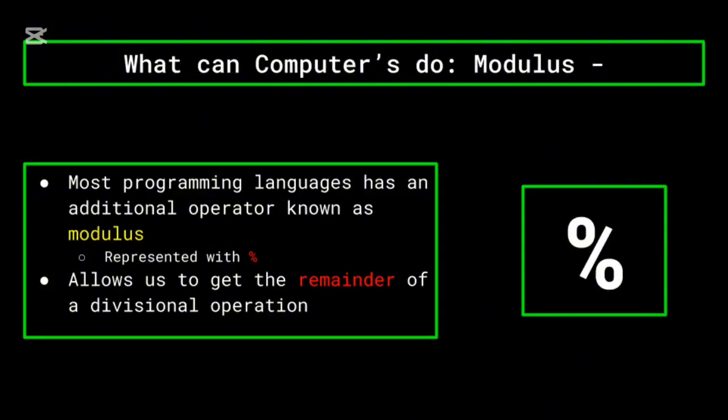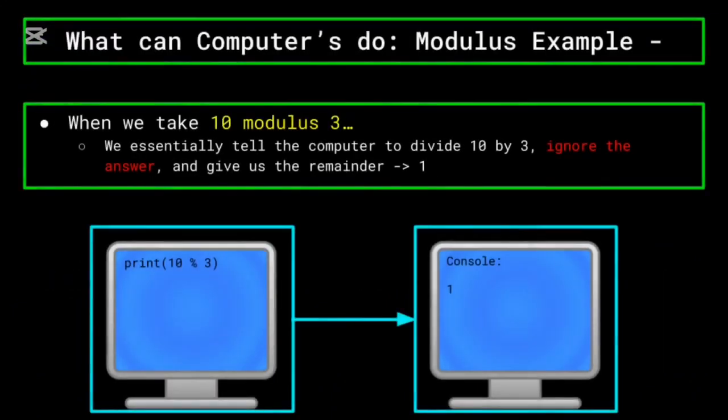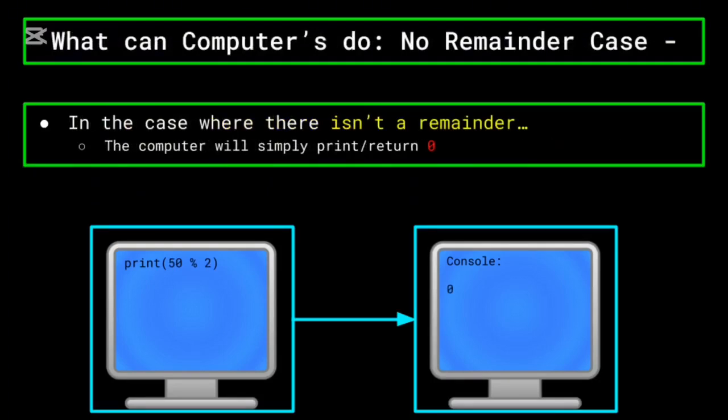For example, when we take 10 modulus 3, we are essentially telling the computer to take 10, divide it by 3, ignore the actual answer, and just give us the remainder of the operation, in this case 1. Since when we divide 10 by 3, the answer is 3 remainder 1. The 1 in this case is what gets printed out to the console. If there is no remainder, say in the case that we take 50 modulus 2, since the remainder is 0, the operation would return 0 if we were to print it out to the console.